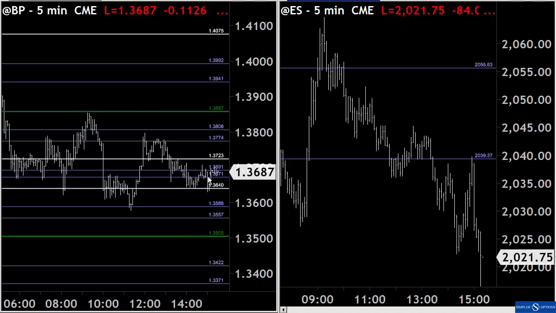Now the pound did not fall apart, but its weakness provided weakness throughout the S&Ps throughout the day, and I think that will be helpful next week as well. So that is one thing to keep an eye on there.